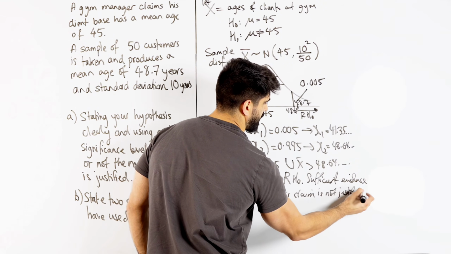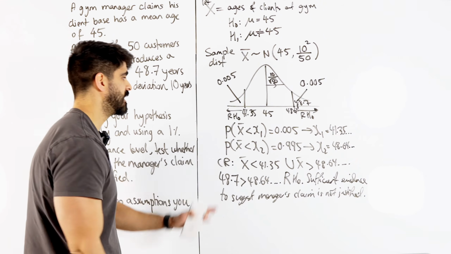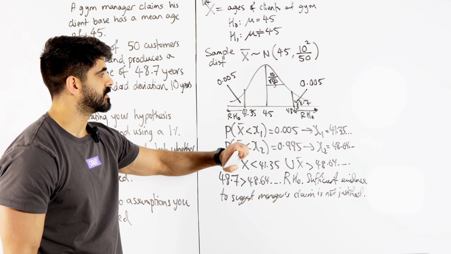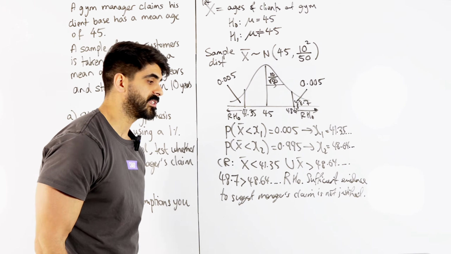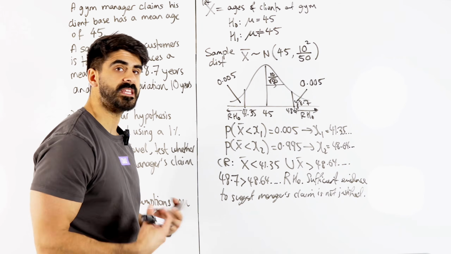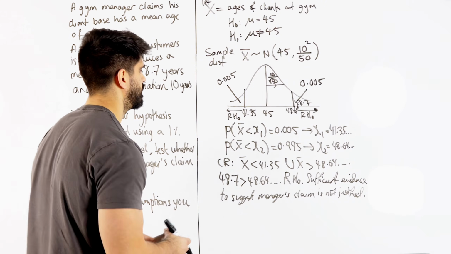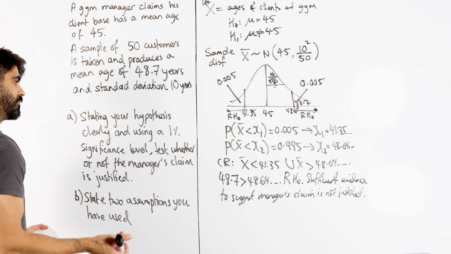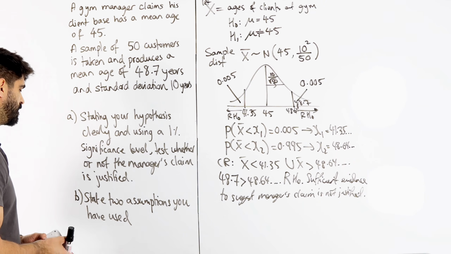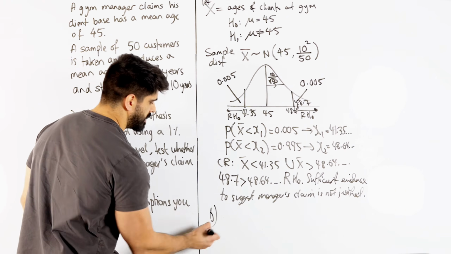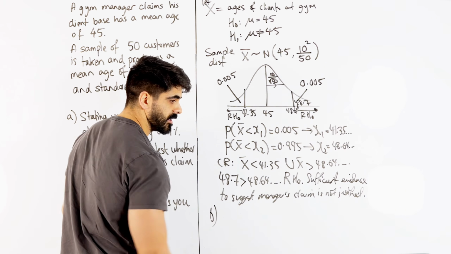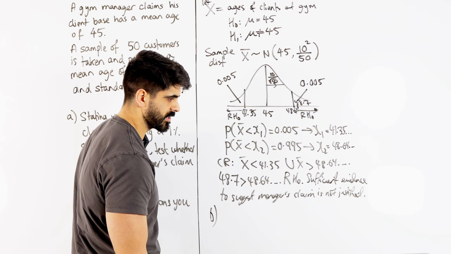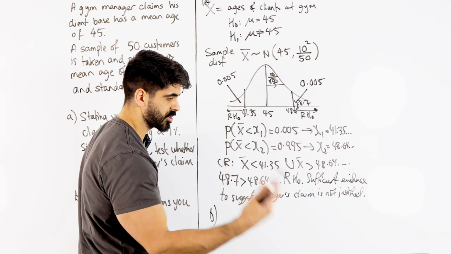Do not say it should be higher or lower. We've just said that the claim of it being 45 does not seem accurate given the evidence of what we found. Okay? And that's how we answer that one. Pretty simple. Say two assumptions you've used. Okay, so one really simple one is we've assumed the sample's random.